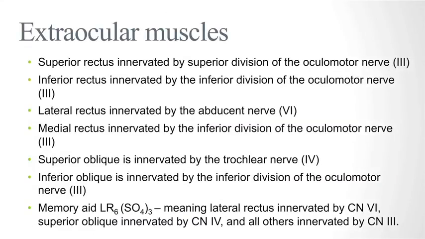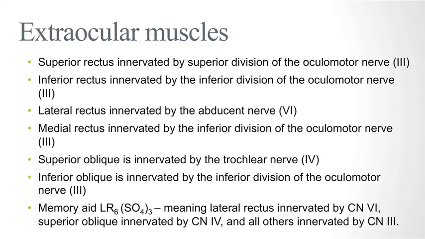Superior rectus, innervated by the superior division of the oculomotor nerve. Inferior rectus, innervated by the inferior division of the oculomotor nerve. Lateral rectus, innervated by the abducent nerve. Medial rectus, innervated by the inferior division of the oculomotor nerve. Superior oblique is innervated by the trochlear nerve. Inferior oblique is innervated by the inferior division of the oculomotor nerve.